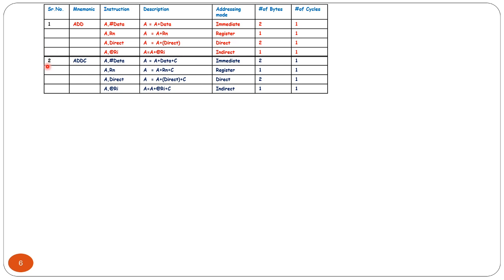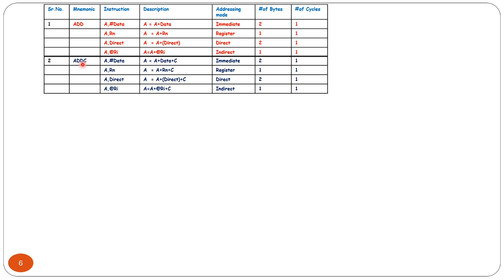Next one is add with carry. Everything will be similar, only the carry flag gets added here. The first instruction, ADDC A, #data: the content of the CY flag and this immediate data are added to the accumulator, and the result is stored in the accumulator. So this is a 2 byte instruction with the immediate addressing mode.